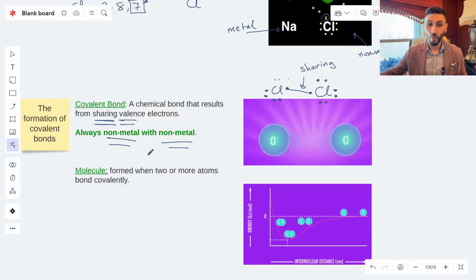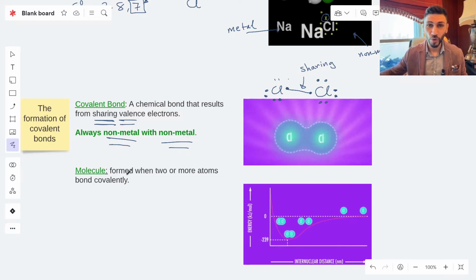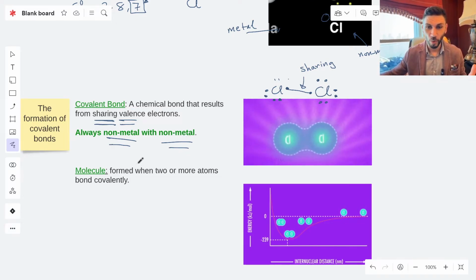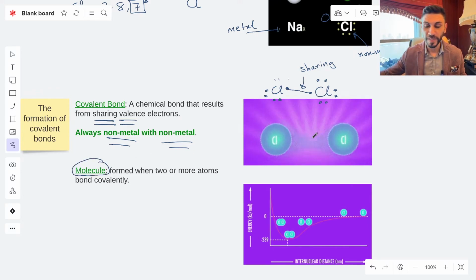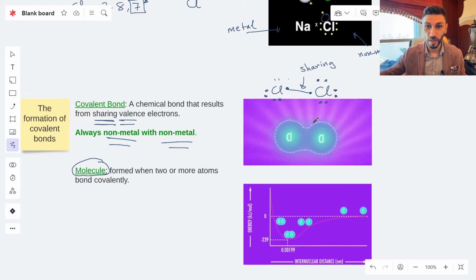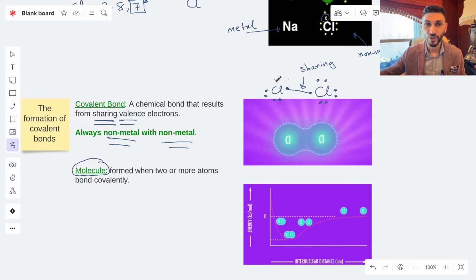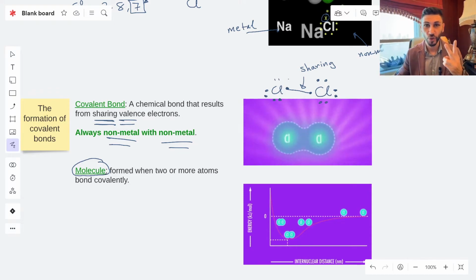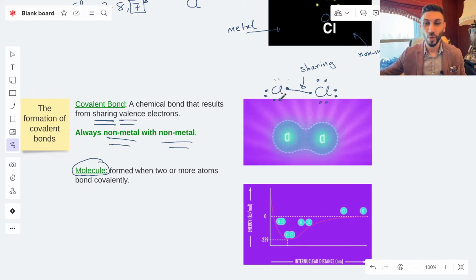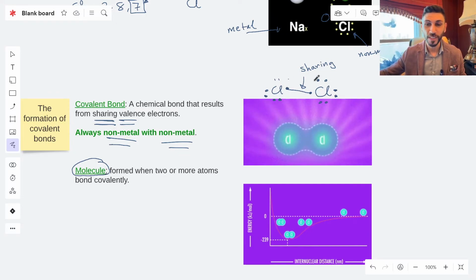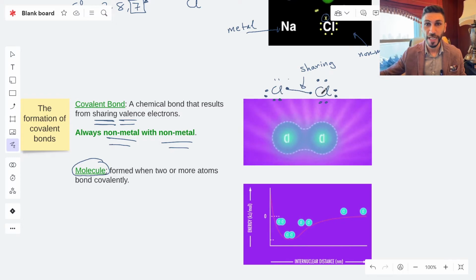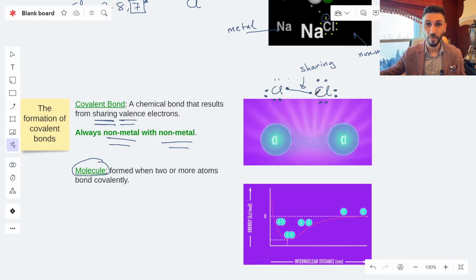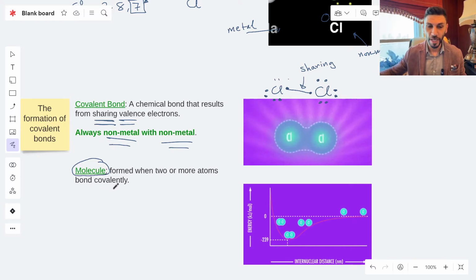Now, when two or more atoms bond together covalently in a covalent bond, we call this a molecule. So now this chlorine is called a molecule, and we call it a diatomic molecule because di means two. We call it a diatomic molecule because it consists of identical atoms, the exact same element, two chlorine atoms. So basically, it's a molecule because it occurs by sharing, which means they bonded together covalently.